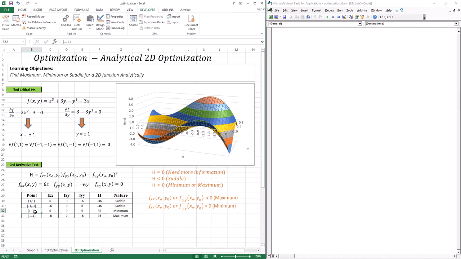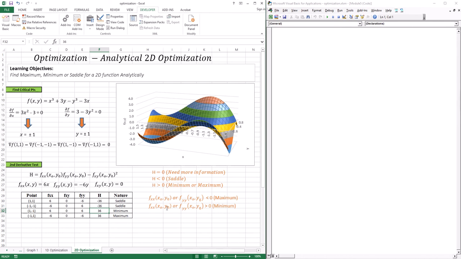Now, what about for 1 and -1? If I plug in 1 for fxx, I have 6, still 0. And if I plug in -1 here, this turns to 6. So 6 times 6 is 36. So we have a positive h, so it's either a minimum or a maximum.